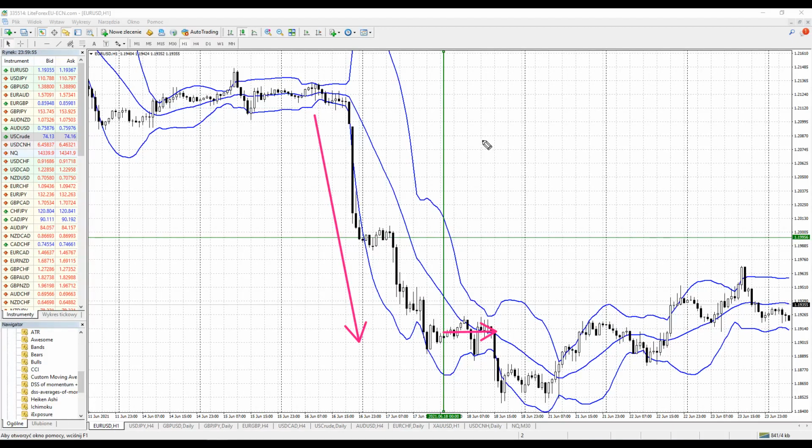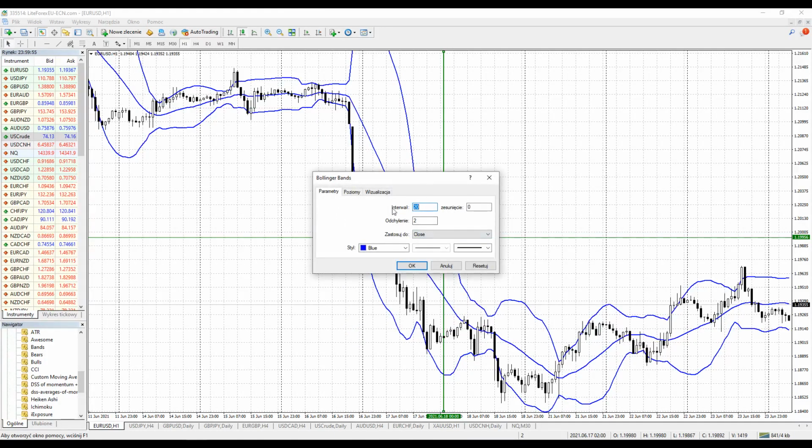When we are talking about the Bollinger Band, I want to see a strong move to the downside, and then I want to see the market trying to test the midline. That's the standard setup when it comes to this indicator. Let me show you. The interval is 20 and 2.